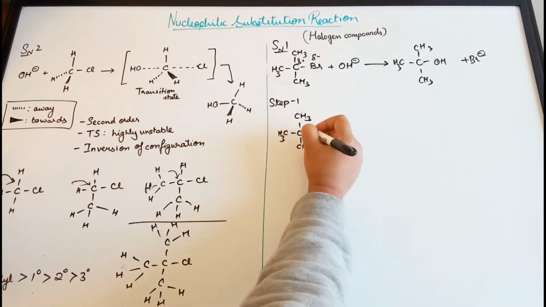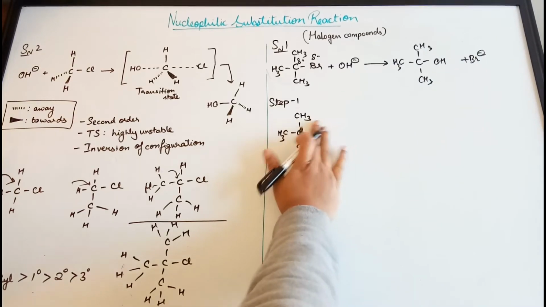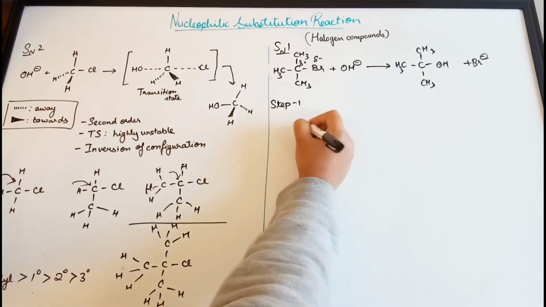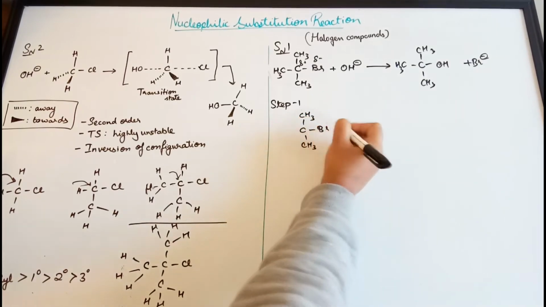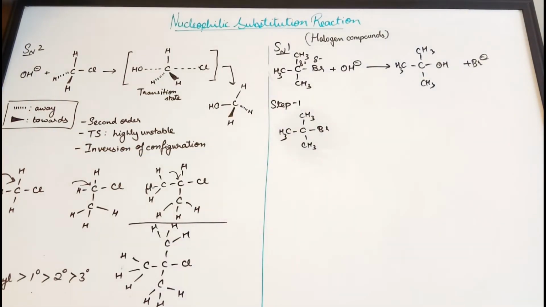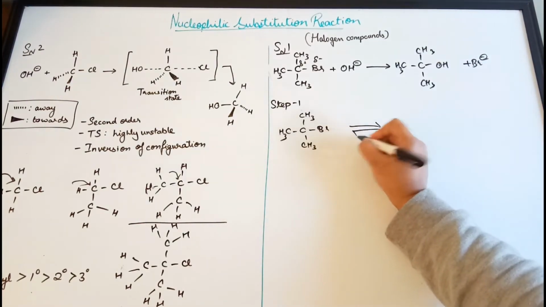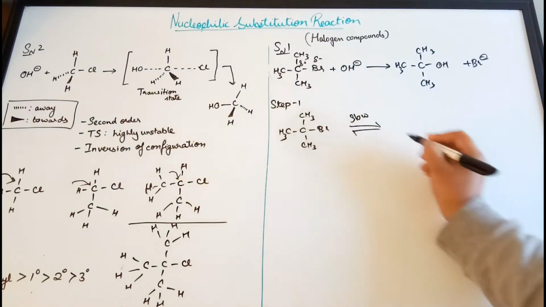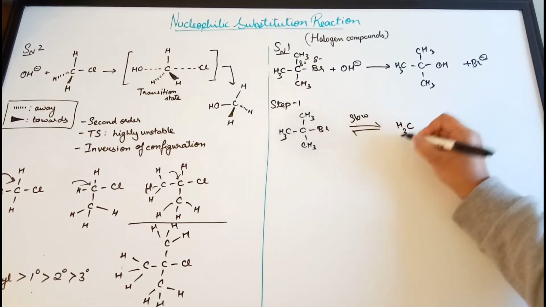So here you will have a positive charge because it's a carbocation. Oh, I'm sorry. This is the reactant. So you have C, CH3, CH3, Br and CH3. Now this is going to undergo a reaction where the C-Br bond is going to break, and this is a reversible as well as a slow step. Remember, it's a slow step, and what happens? The C-Br bond is going to break to give us a carbocation.